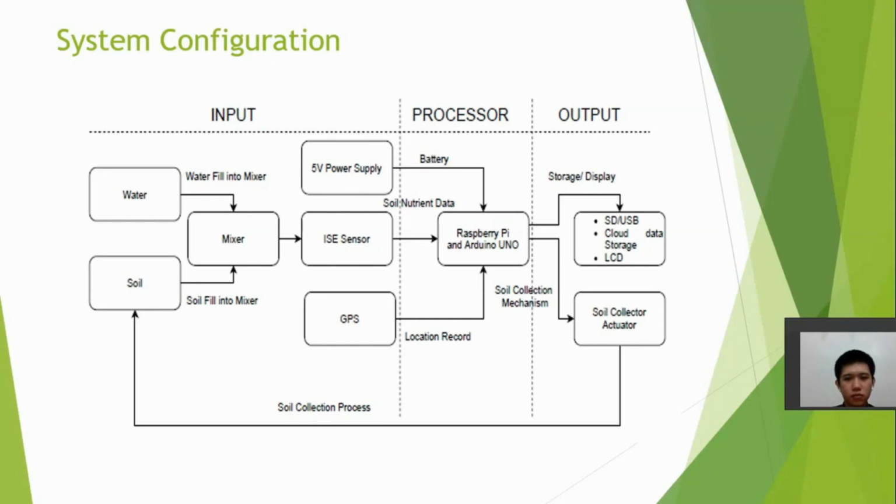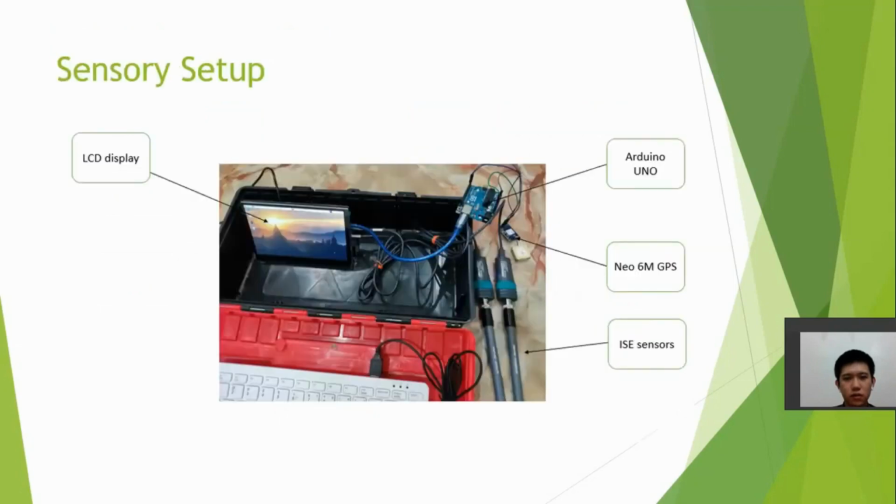Next, the soil nutrient data will be combined with the GPS data by using the Raspberry Pi and Arduino Uno controller, and the data will be stored in the SD card and displayed by the monitoring system like an LCD display, computer, or handphone. After the analysis process has been completed, the soil mixture will be poured back to the soil by using the soil collector actuator.